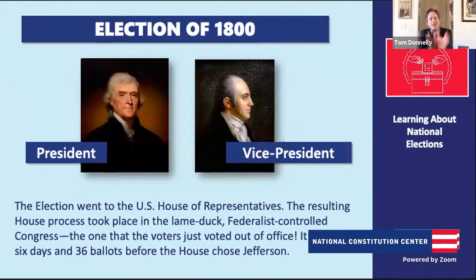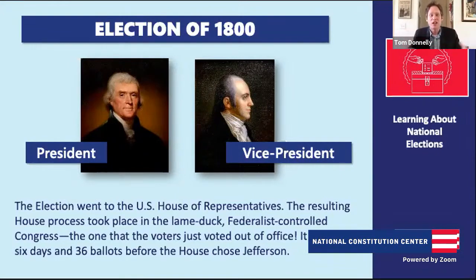And so the election in this tie goes to the US House of Representatives. So who's in the US House of Representatives? It's the Federalists who just lost the election. So those Federalists, the opposite party, have to decide between their political opponent, Thomas Jefferson, and their political opponent, Aaron Burr. And so there's balloting in the House of Representatives that lasts 6 days, 36 ballots.